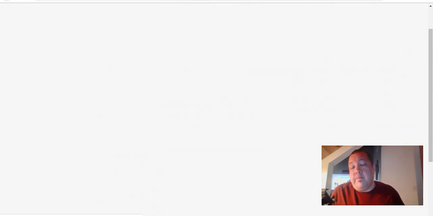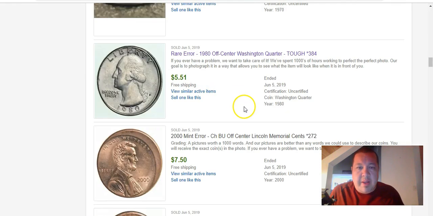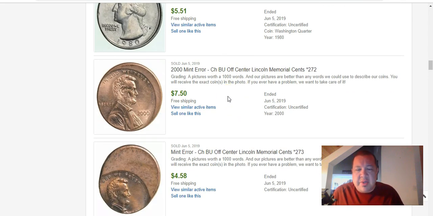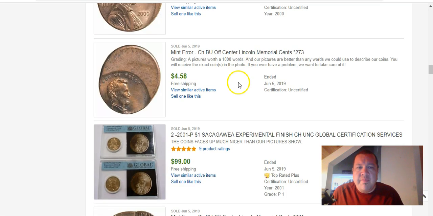Crazy. Anyways, that one did not sell too good. Yeah, that looked like a coin that could possibly sell close to 20 bucks. Here's another off-center. Off-center, a 2000. Looks like it's about off-center 15 degrees. $7.50. That's about the going rate for those coins there.